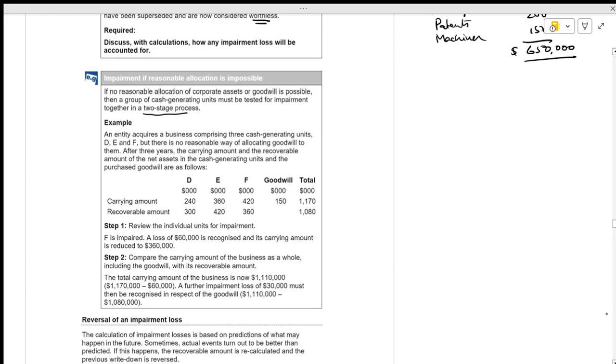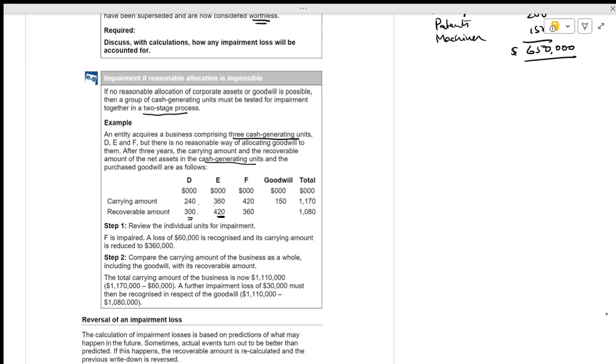An entity acquires a business with 3 cash generating units, D, E and F, but there is no reasonable way of allocating goodwill to them. After 3 years, the carrying amounts of the net assets in the cash generating units and the purchased goodwill are as follows. The carrying amounts are 250, 360, 420. Recoverable amounts are 300, 400 and 360. Here the recoverable amount is more, here also, and here also. F is impaired, as its carrying amount is more.